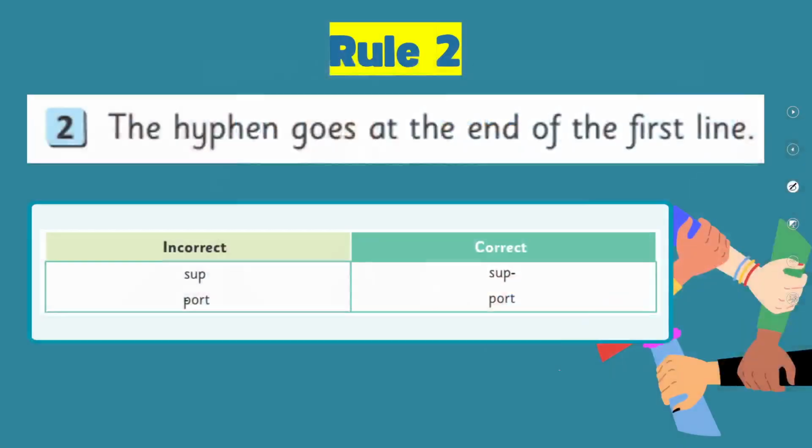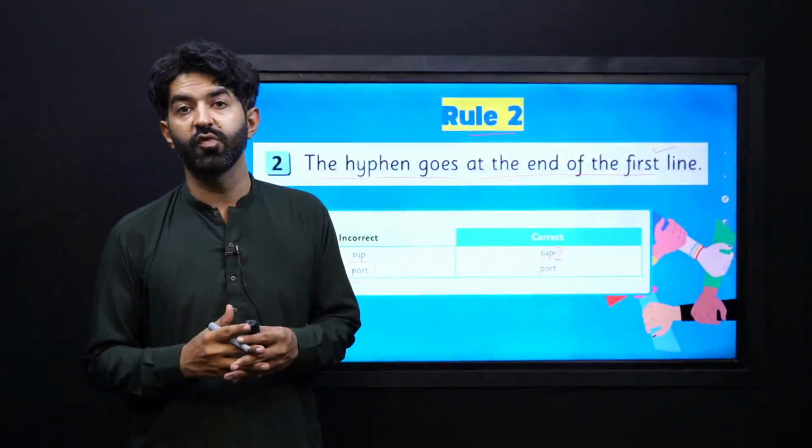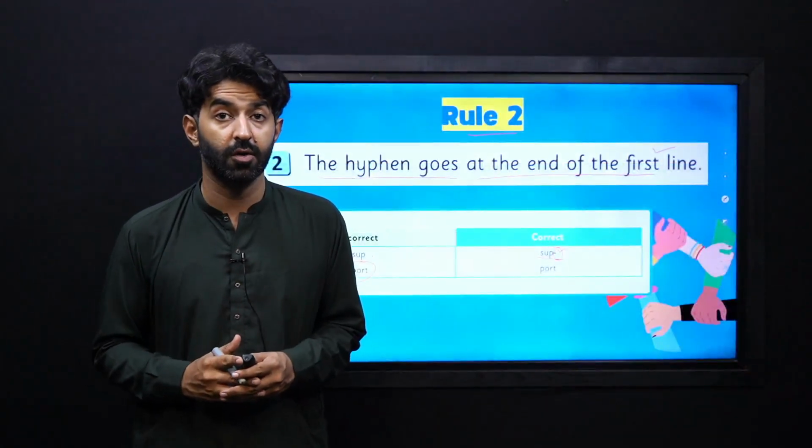Let's move on to rule number 2 about using hyphens. The hyphen goes at the end of the first line. For example, if we are going to use hyphen, we are not going to use it in the next line over here. Rather, we will use it in the very first line. So the hyphen will come in the first line. This is our rule number 2.